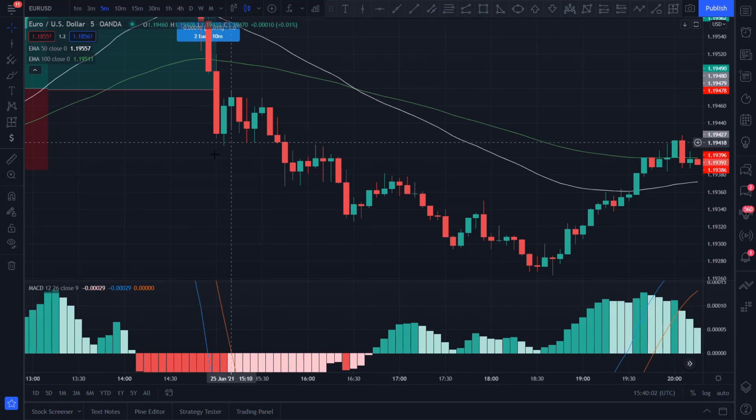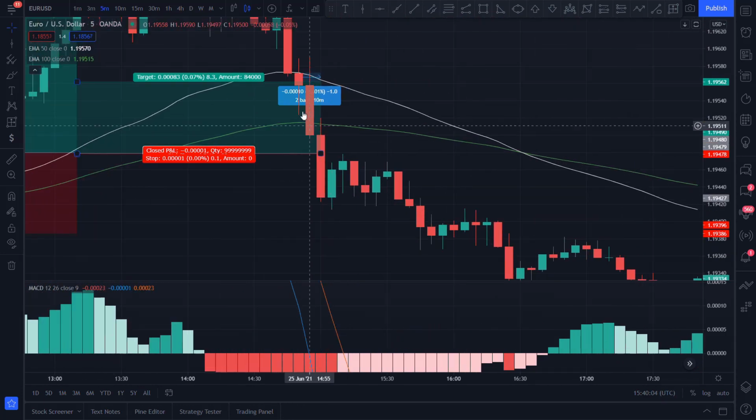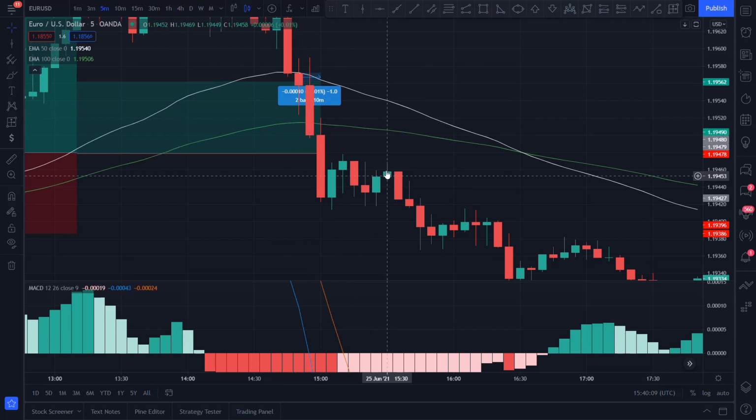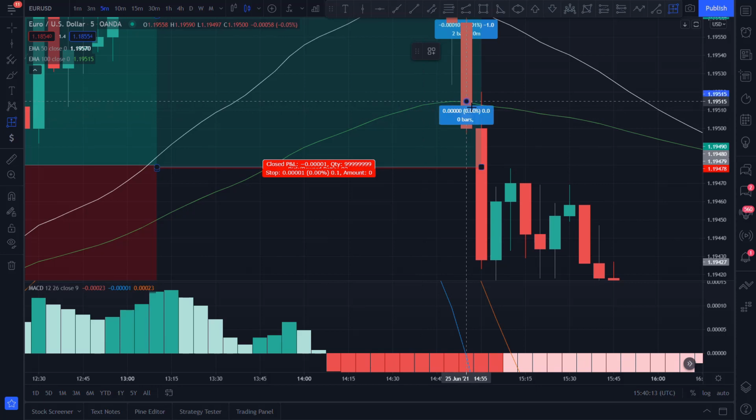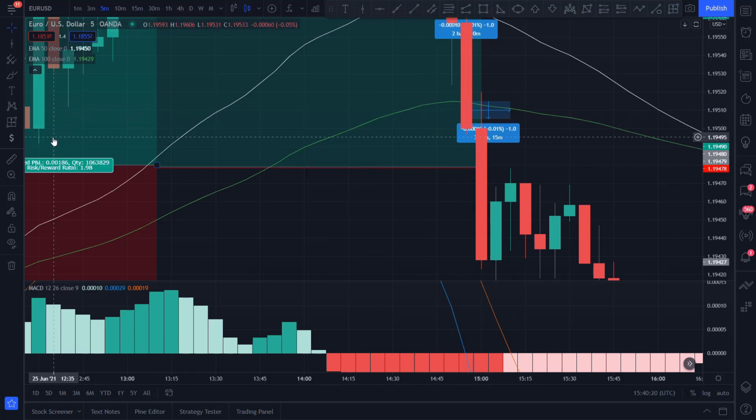Now let's see a short example. As you can see here, we have the price crossing down under both of the EMAs. Now we will see if we have 10 pips. 10 pips is right around there, which means on this candle we get an entry.